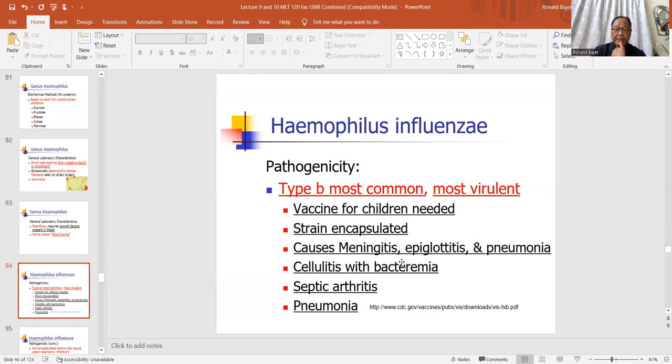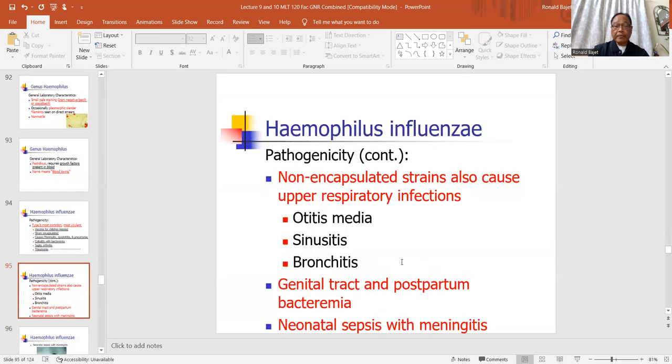Okay. The most common type of Haemophilus influenzae, the type B, is the most common type. If you have respiratory influenza caused by Haemophilus, it's the most virulent type. Haemophilus influenzae is the main bad guy for Haemophilus. That's the vaccine that's given to children. This strain is encapsulated, and it can cause meningitis, epiglottitis, pneumonia, cellulitis with bacteremia, and septic arthritis. So Haemophilus influenzae type B is the most common and the most virulent, okay?